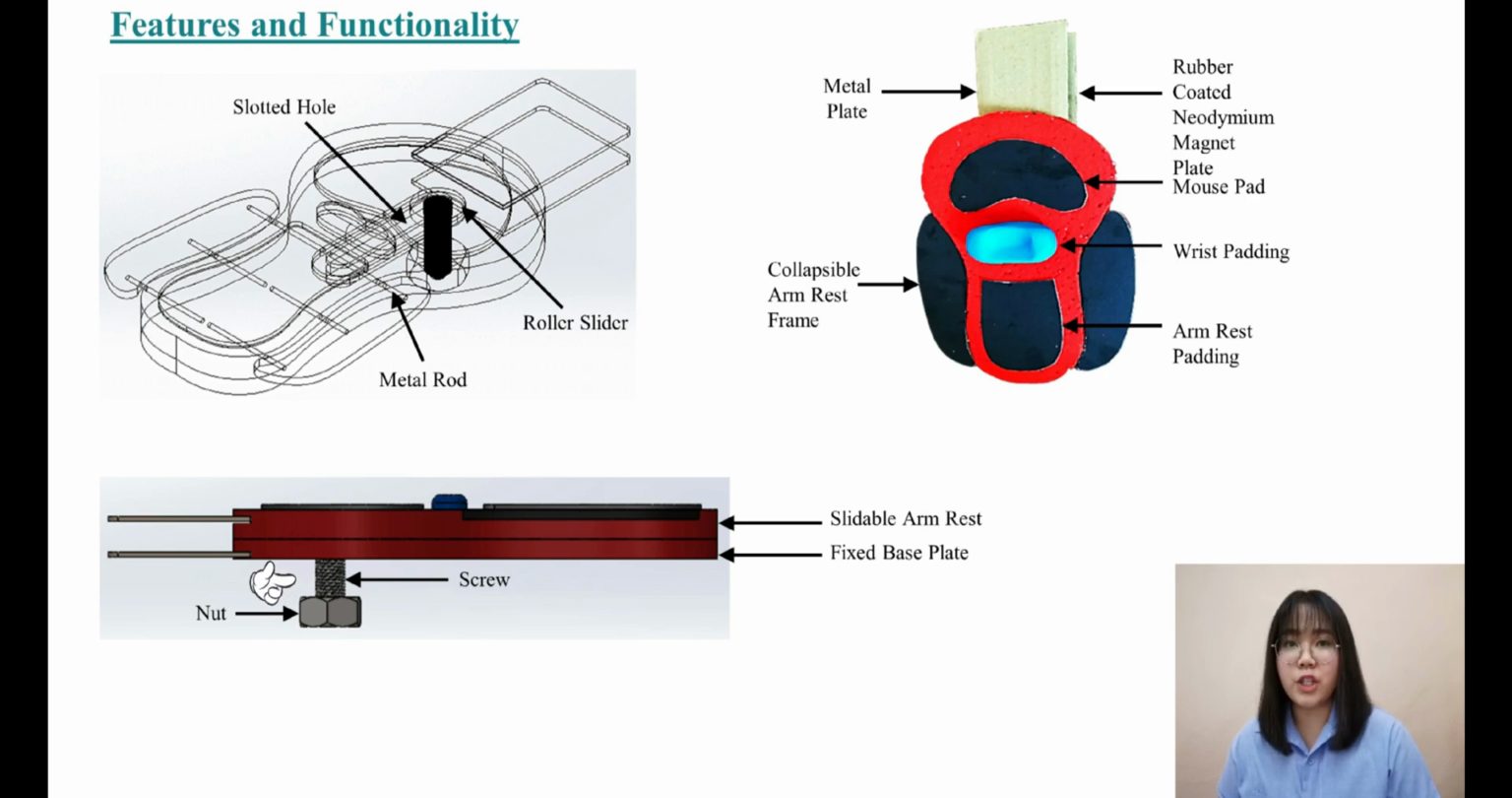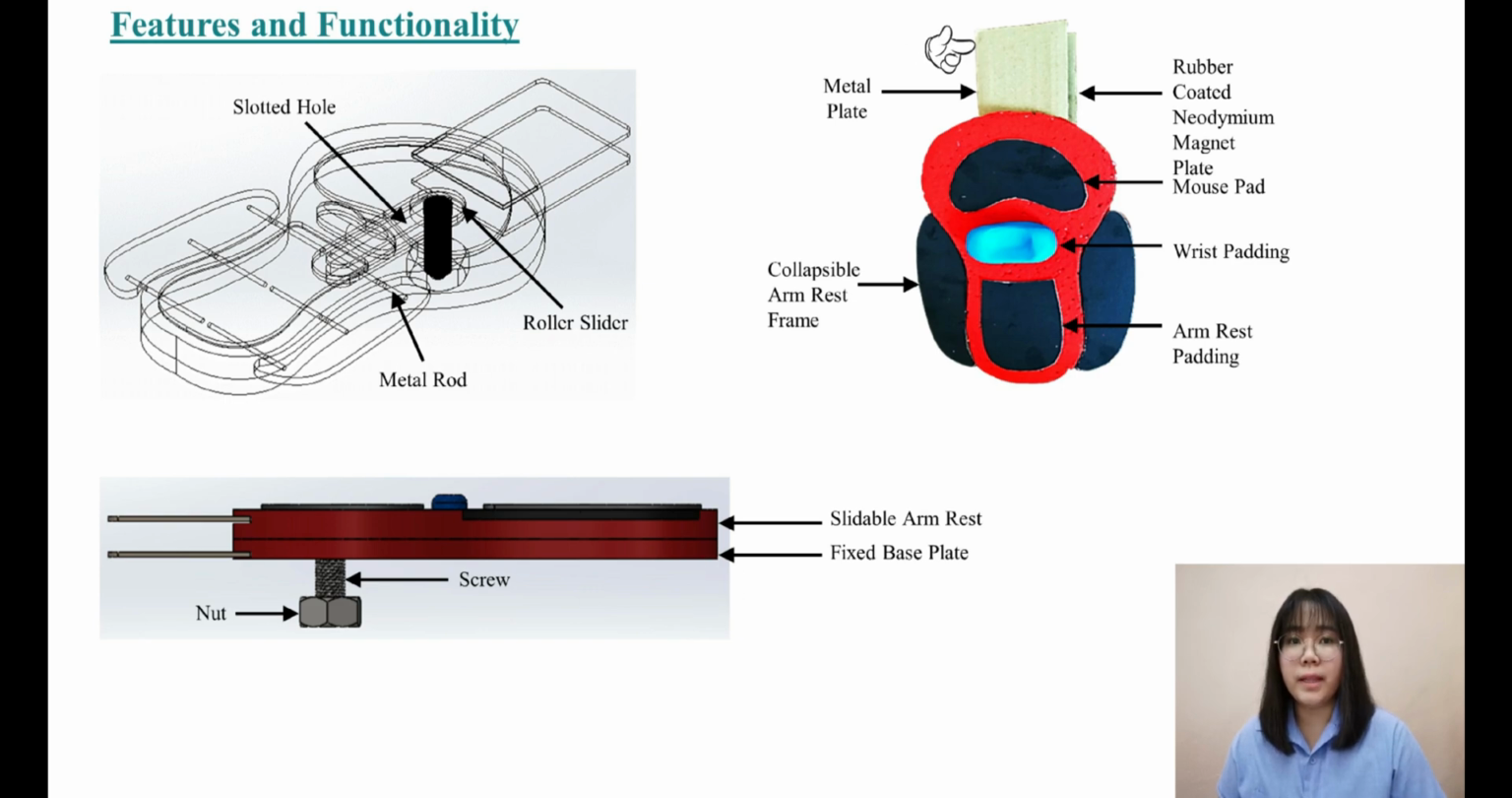Next, the screw is attached directly to the internal component, which passes through the roller slider and has external thread along the body of the screw. While the function of the nut is to secure the screw and support the armrest when the height adjustable feature is required, and it has internal thread in the inner side of the nut as well. The slidable armrest is an armrest located at the upper region, which is slidable and height adjustable. For the fixed base plate, which is an armrest frame located at the lower region, it is basically fixed in place, which is non-adjustable and non-slidable.